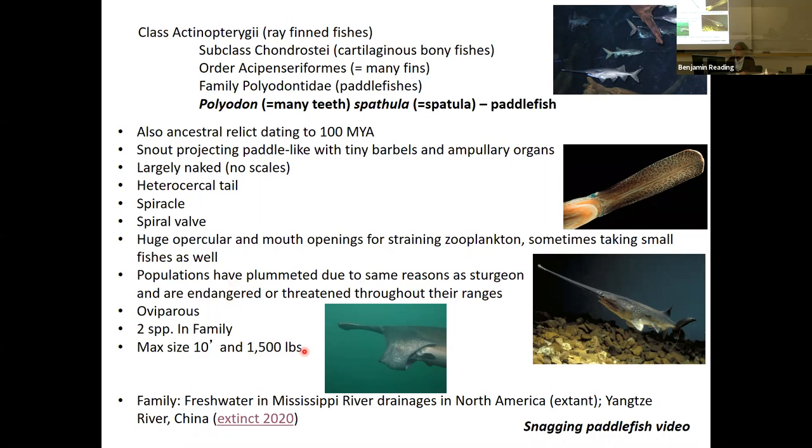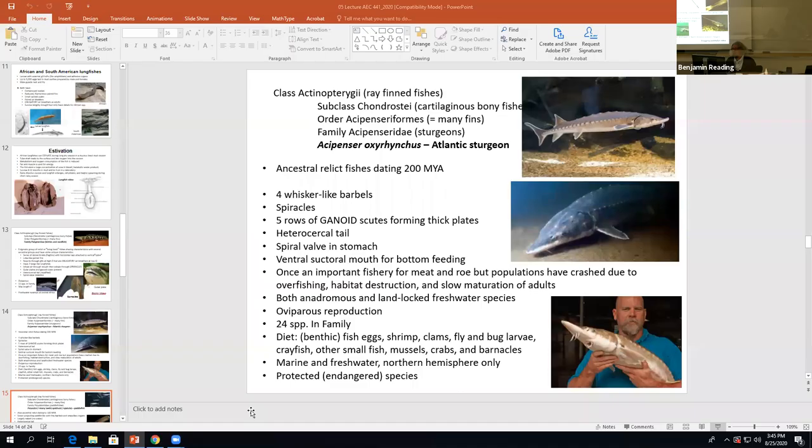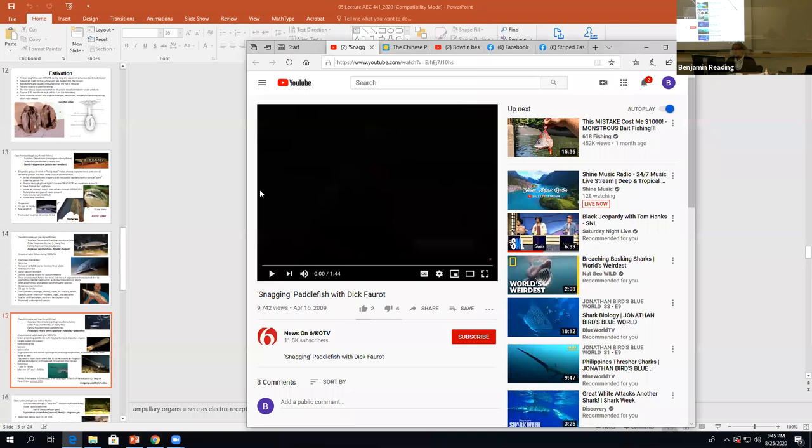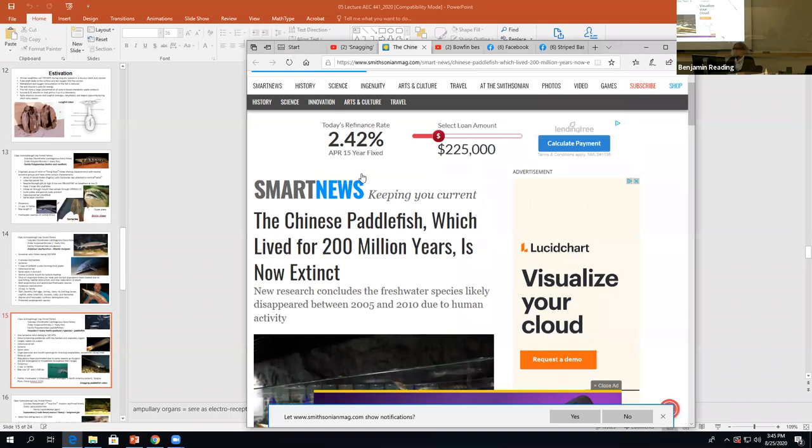And so again, filter feeding, mostly in rivers, the paddlefish family, Polyodontidae today. And really we're looking at the Mississippi River drainage, so west of the Appalachian Mountains in the Mississippi River. And then that's extant, and the Yangtze River in China is extinct in 2020. So here's an article that talks about that. And this was from the Smithsonian.